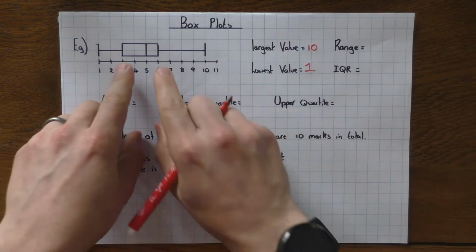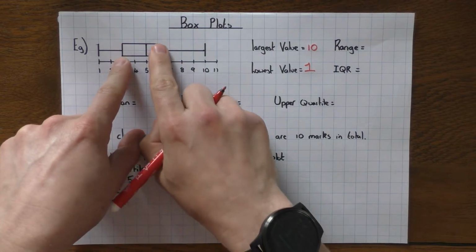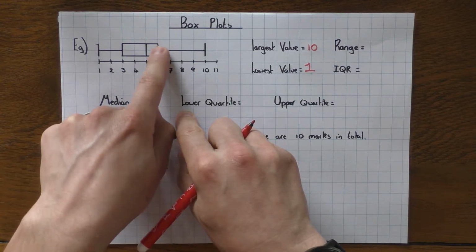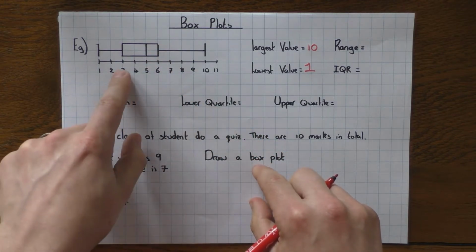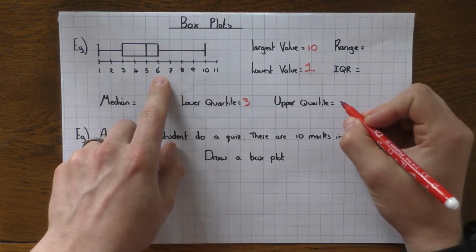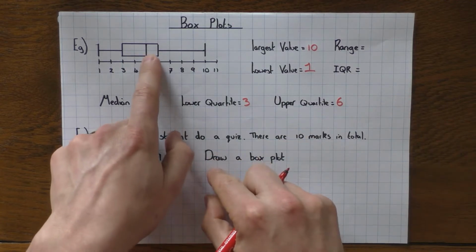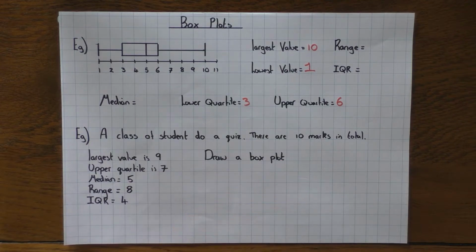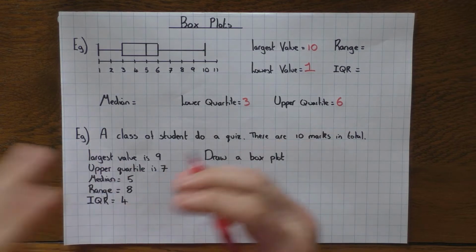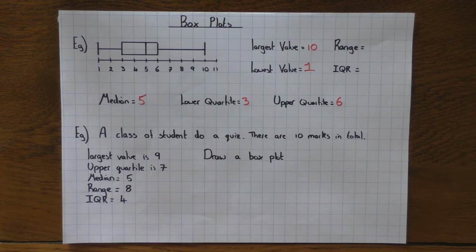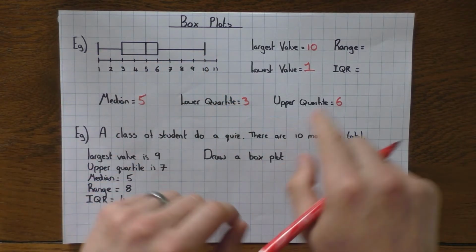The next two, this one here and this one here: the lower one is called the lower quartile and the higher one is called the upper quartile. The lower quartile in this case is 3 and the upper quartile is 6. The one in the middle is the median. You might recognise the word median from averages, and that's exactly what it is. It is the average of the set of data, and in this case it's 5.